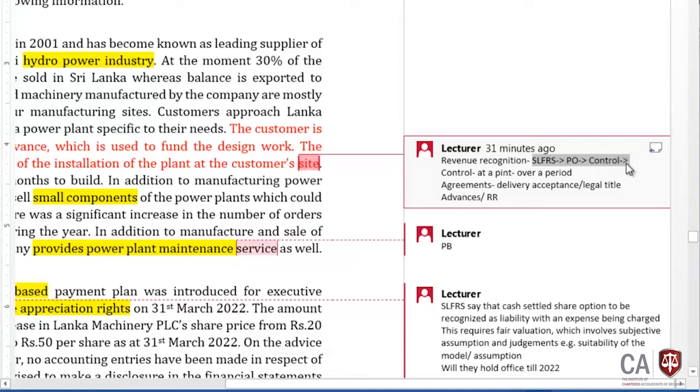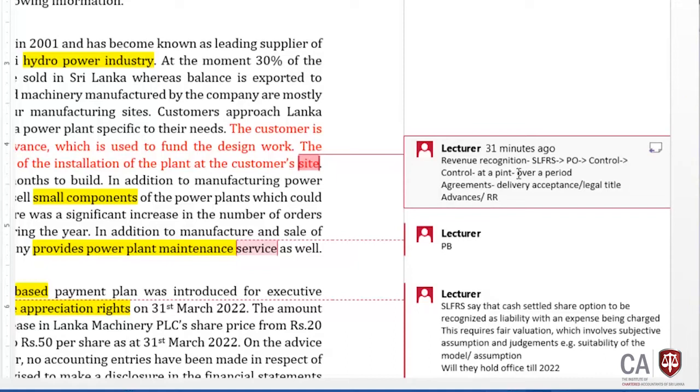According to SLFRS, revenue can only be recognized when the performance obligation is delivered. That is, when the control has been transferred to the customer, and that can happen at a point or over a period, and it depends on the particular contractual terms in this case. It may be at the point of delivery, acceptance or passing legal right, etc. So, therefore, there is a risk.